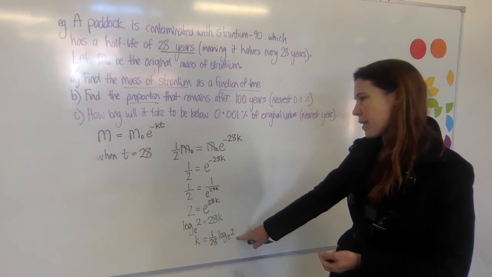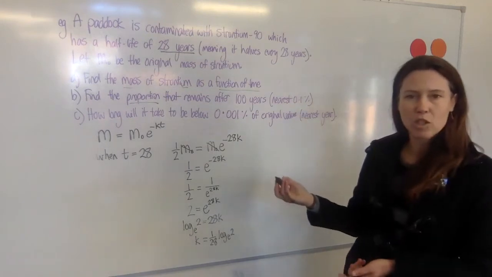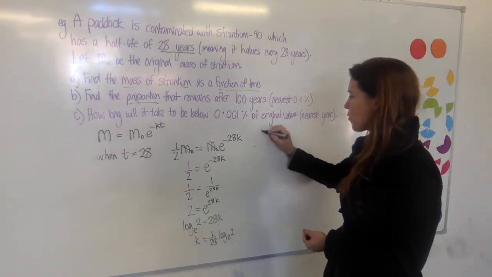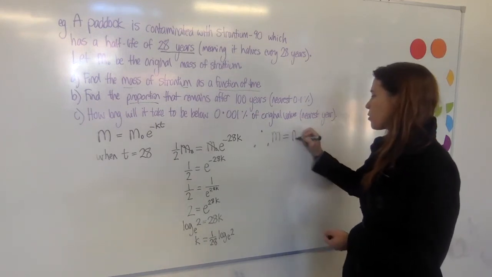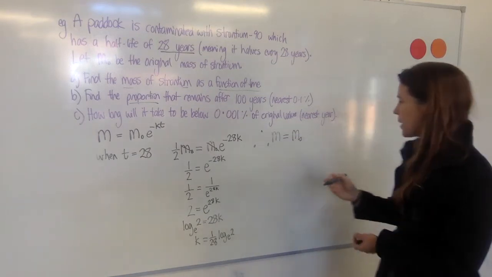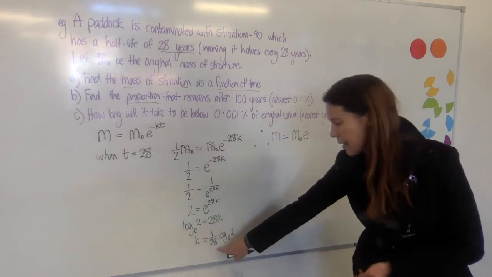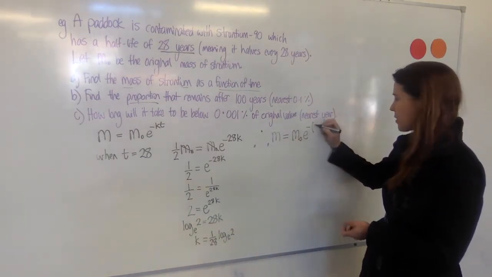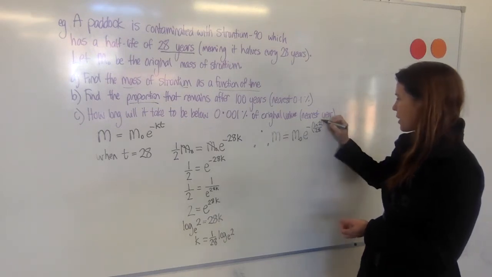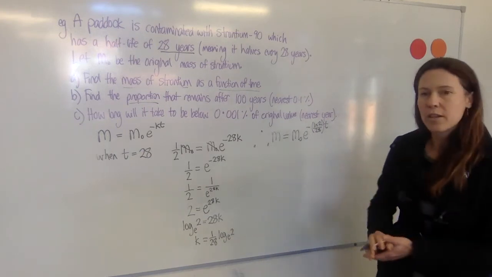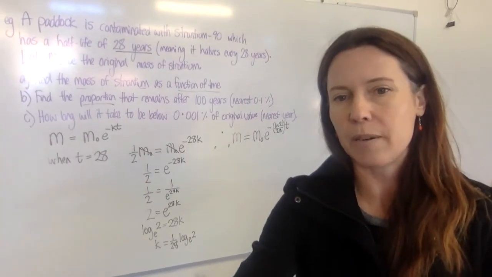But what I really want to do with this k is sub it back in because I need to find a nice formula for how much strontium I've got at any one time. So I would finish off by saying, therefore, m, which is the amount we have at any time, is equal to the amount we started with, which we don't know what that is yet, but that's okay, multiplied by e to the power of negative, in brackets, let's write it as ln 2 over 28, because that looks tidier, I think, and then t. So now I've got a formula that at any time I can put t into and see how much strontium I've actually got.